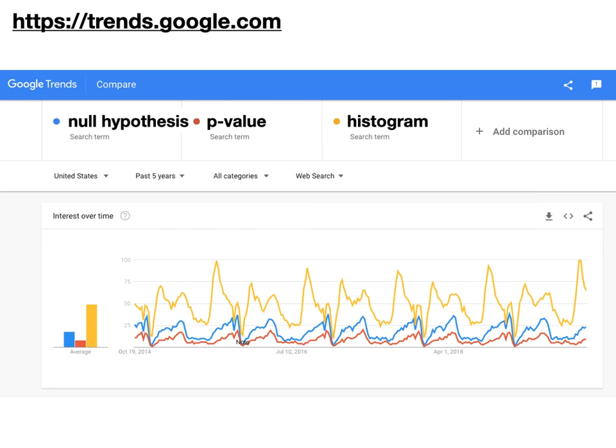Histogram, same kind of thing. People's searches for histograms look like they spike around the beginning of the school term in September, and then they kind of spike again around exam time.